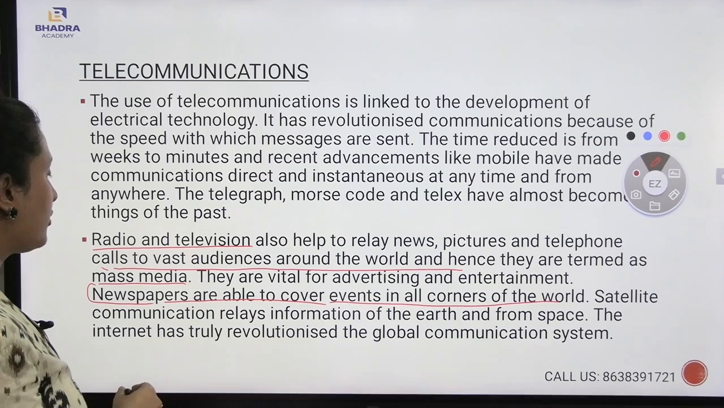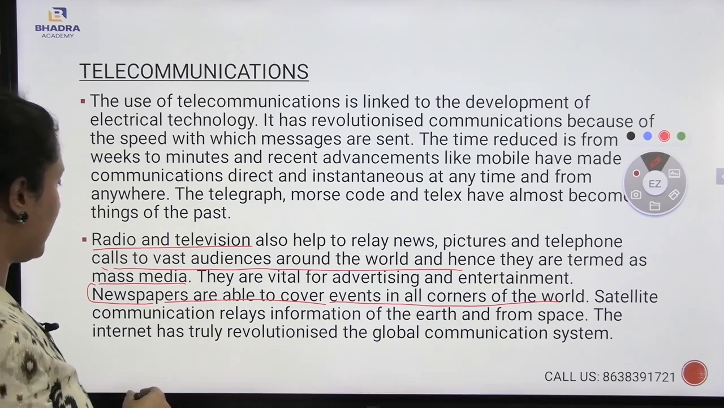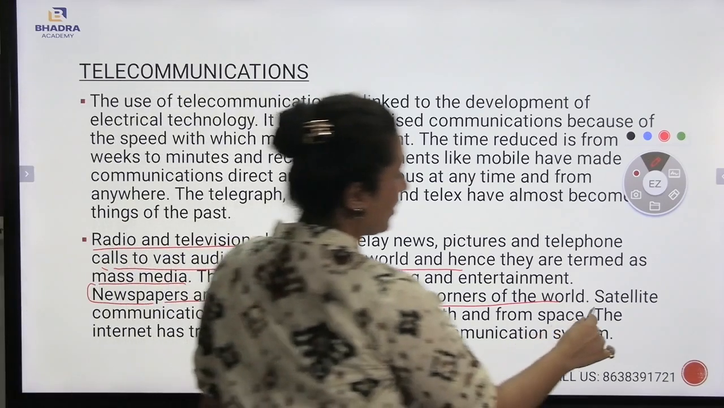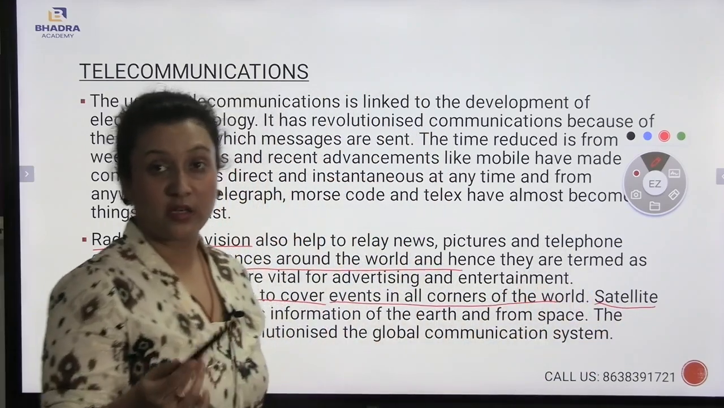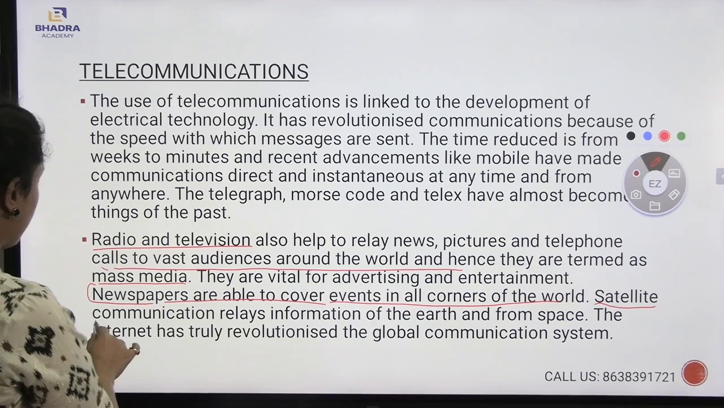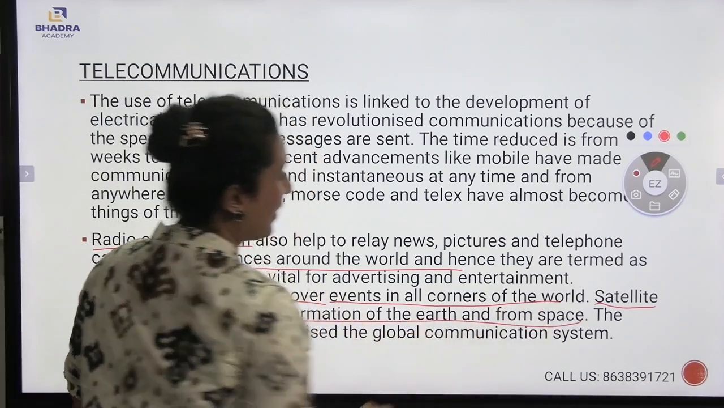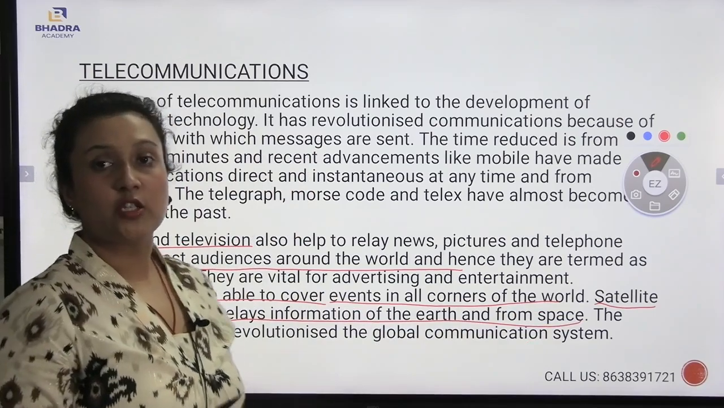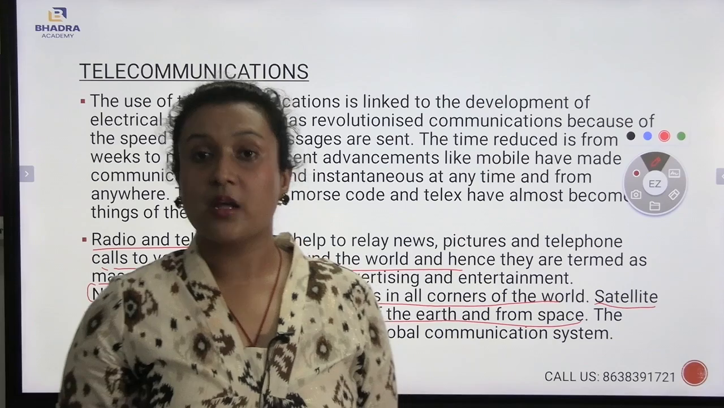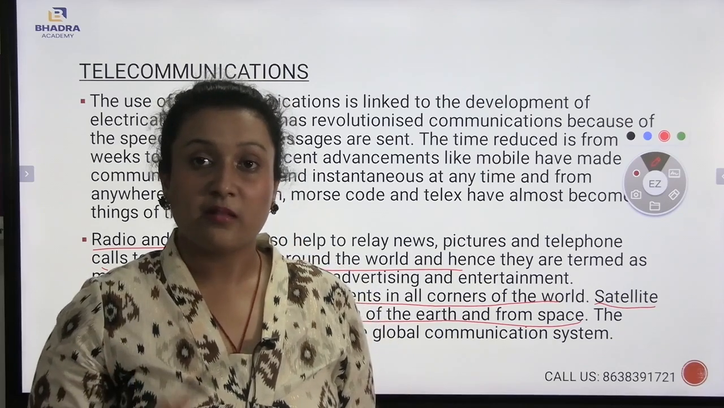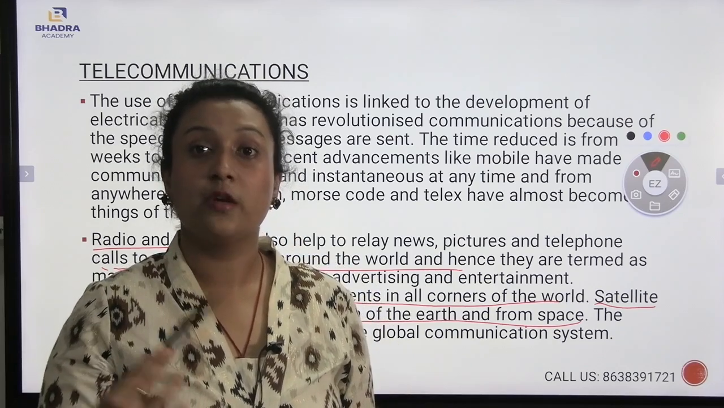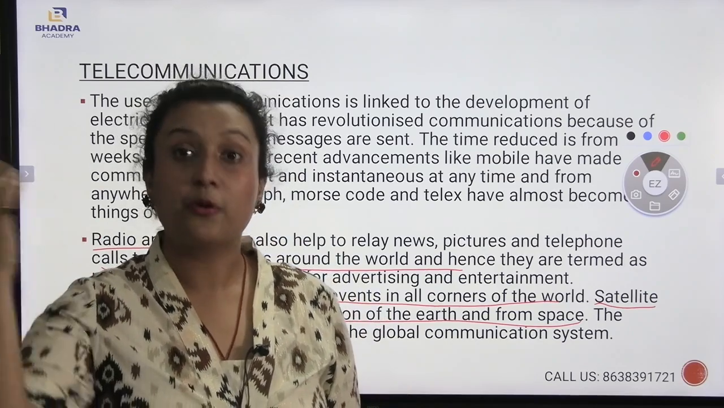The internet has truly revolutionized the global communication system. Here comes satellite communication. After radio, television and newspaper comes satellite communication. Satellite communication relays information of the earth and from space itself. With the help of satellite communication, we come to know more about the earth and about space.